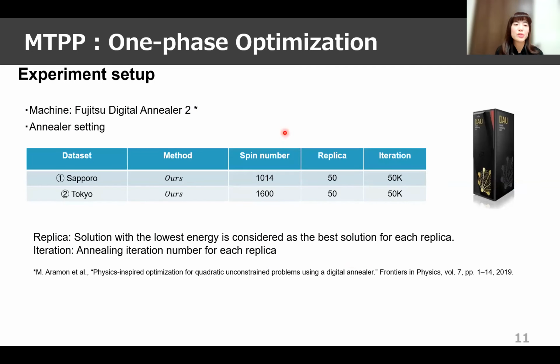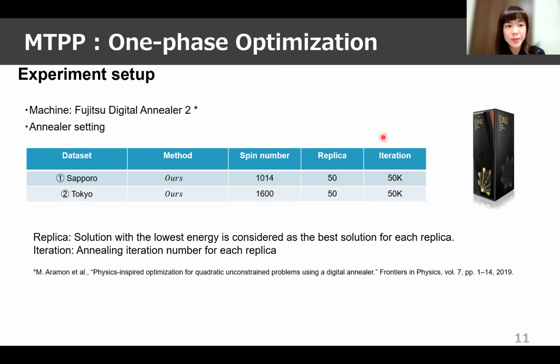The machine we use for the evaluation experiment is called the Fujitsu Digital Annealer Generation 2. Note that it is not a quantum machine, it is a quantum-inspired machine, but it can embed a quite big QUBO model with a size over 8,000 spins, so it is suitable for solving the MTPP problems. The spins required are around 1,000 in Sapporo and around 1,600 in Tokyo.